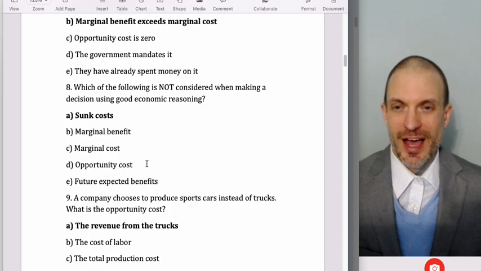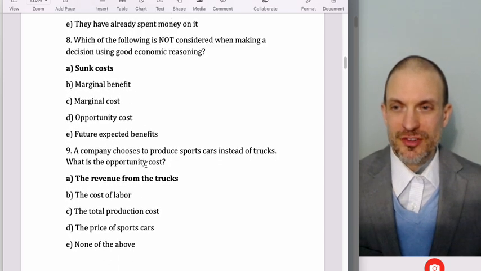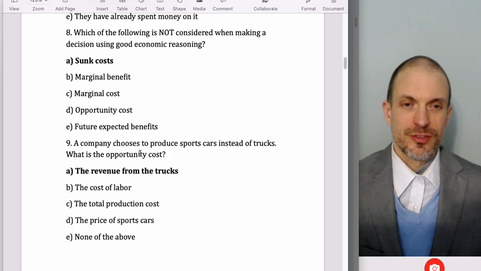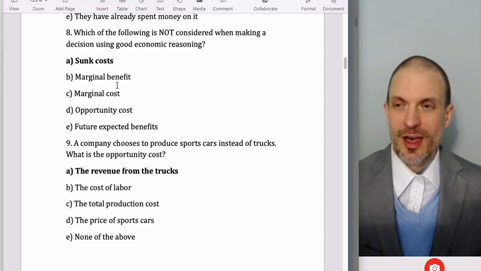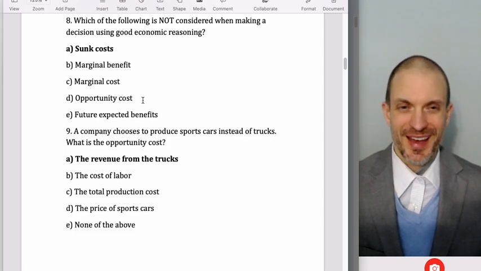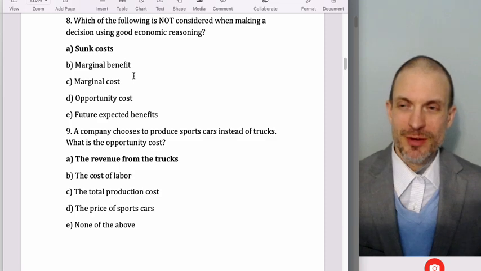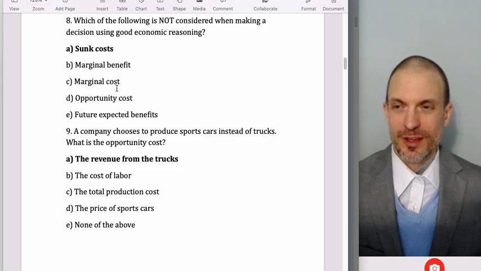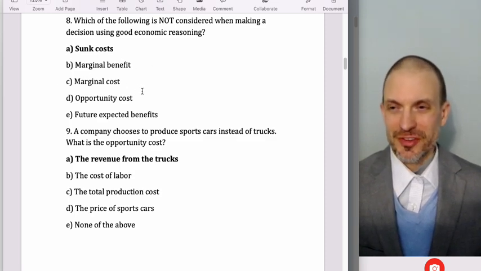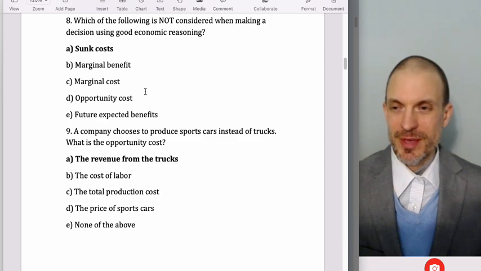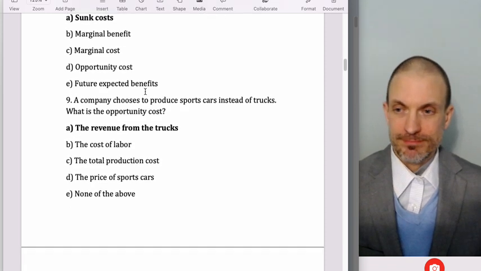Which of the following is not considered when making a decision using good economic reasoning? We talked about this. Sunk costs. On my other Substack, my main one, I have a write-up about sunk costs and the sunk cost fallacy and how to make good decisions by ignoring them.